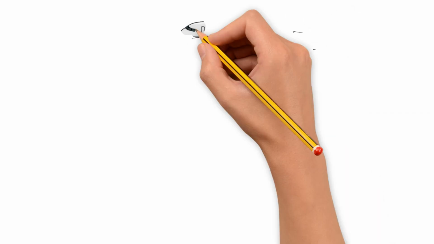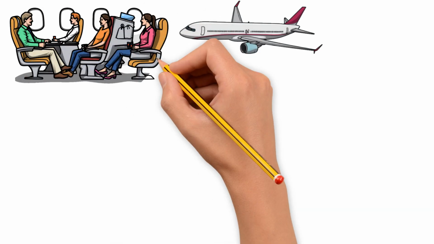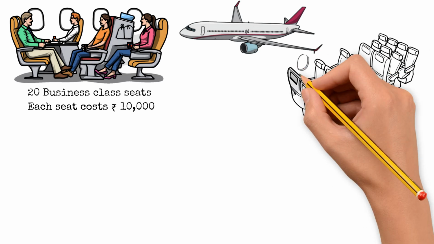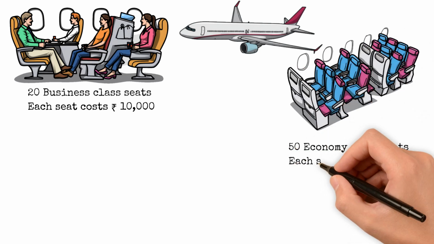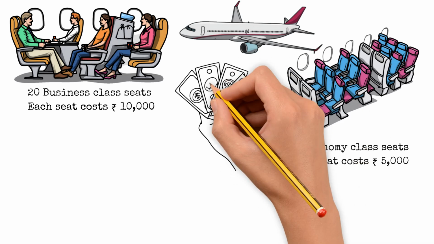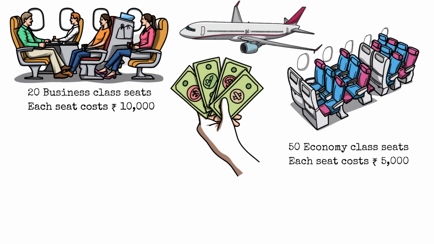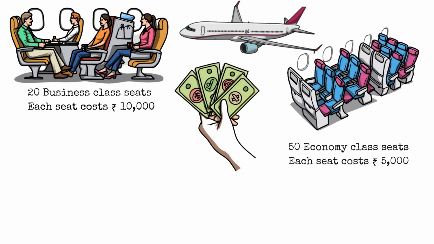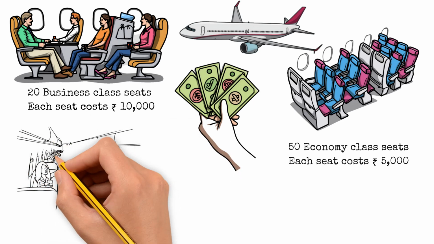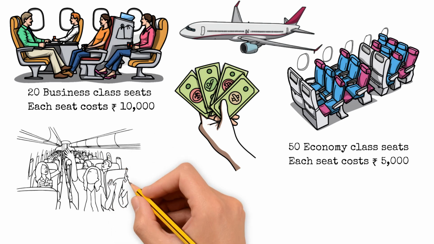Consider an example of an airline company. In a flight, there are 20 business class seats of price 10,000 rupees and 50 economy class seats of price 5,000 rupees. When more paper currency is printed, extra money is left in the hands of people. So now the people with a 5,000 rupees budget will have 10,000 rupees and the people with a 10,000 rupees budget will have 20,000 rupees. So now everyone wants to go in business class as everyone has a budget of 10,000 rupees.